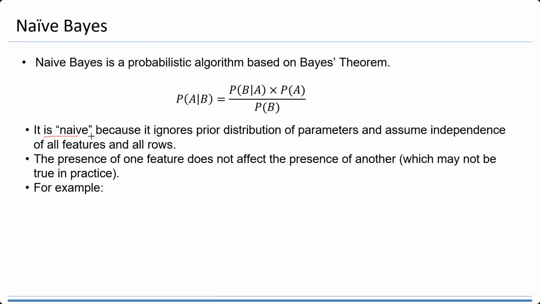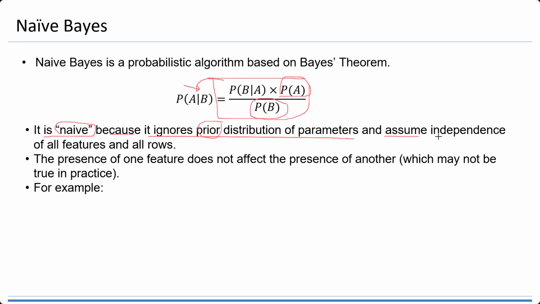We call it naive because it ignores the prior distribution of the parameters. So I do not care what the prior distribution is. For example, I do not know the previous probability of A, and I do not know the previous probability of B, but I just want to know the current probability, and then I can predict this probability.